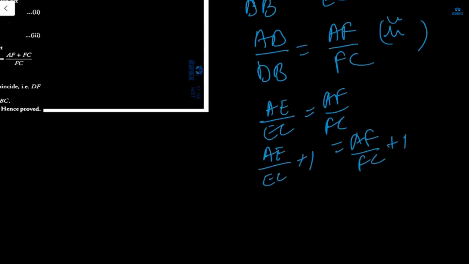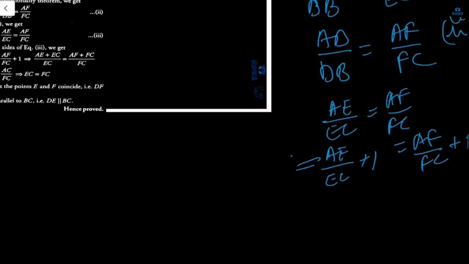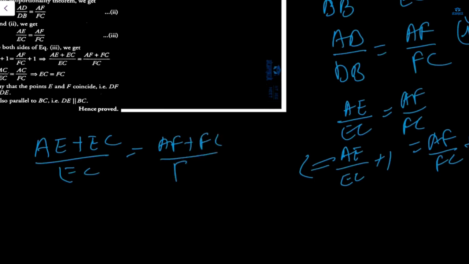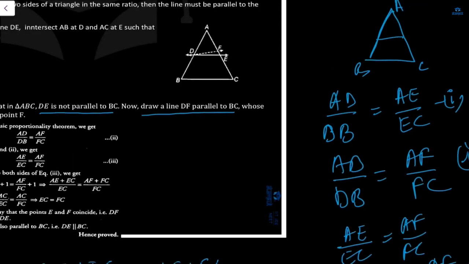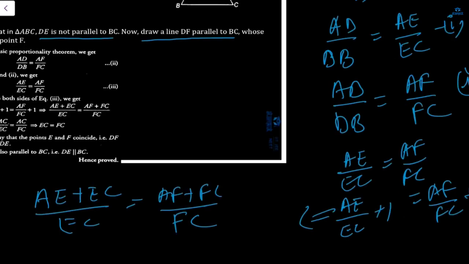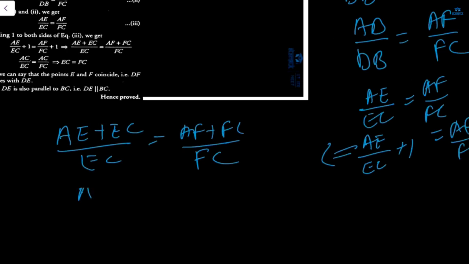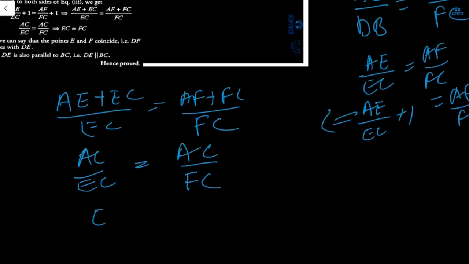So what you'll get is AE plus EC upon EC is equal to AF plus FC upon FC. You can see that AE plus EC is the complete line AC, and AF plus FC is also AC. So AC upon EC is equal to AC upon FC. You can cancel AC, and you get that EC is equal to FC.